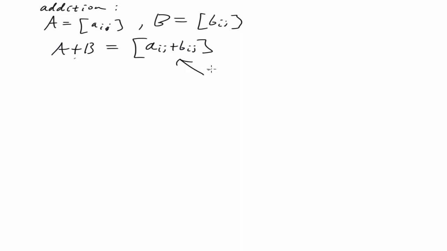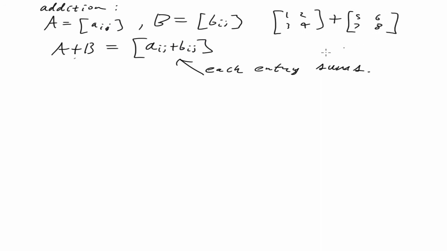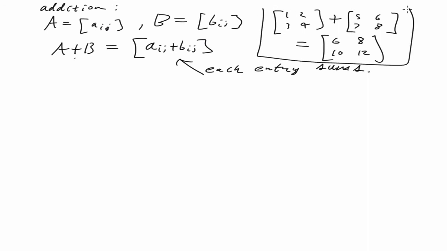And the idea here is each entry sums. Okay, so that's fairly straightforward. I can give you an example over here. If I have 1, 2, 3, 4, plus 5, 6, 7, 8, then 1 is going to add to 5, and we get 6. 2 is going to add to 6, and we're going to get 8. 3 is going to add to 7, we're going to get 10, and then 4 is going to add to 8, we're going to get 12. Okay, that's very straightforward.